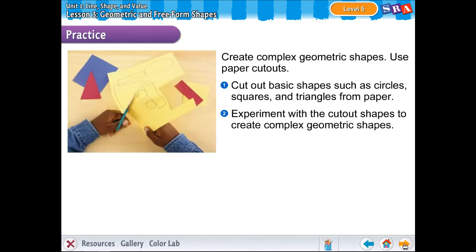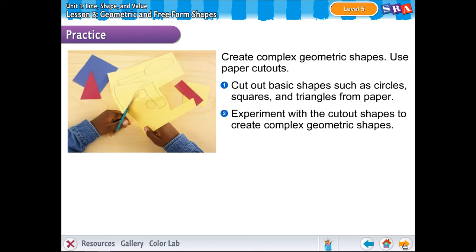So, if you were to create complex geometric shapes, you could cut out some basic shapes. You could cut out circles, squares, triangles from paper. You could also just draw them on paper. You can experiment with the cutout shapes to create complex geometric shapes.